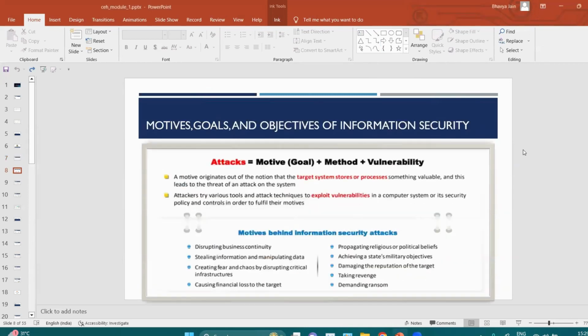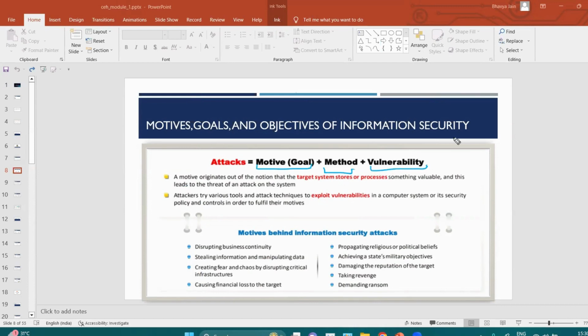So then we have the motive, goals, and objectives of information security. Like, what is the reason behind any attack? Or what are the components of an attack? The components of attacks are motive or goal, method, and then vulnerability.